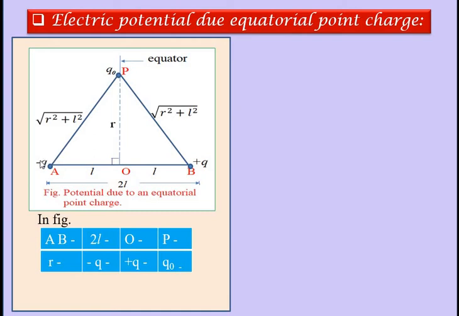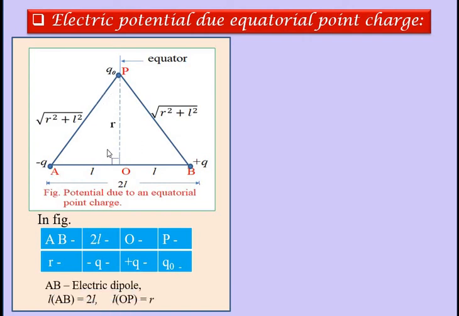Minus Q is the charge placed at point A. Plus Q is the charge placed at point B. And Q0 is the charge placed at a point along the equator of the electric dipole.